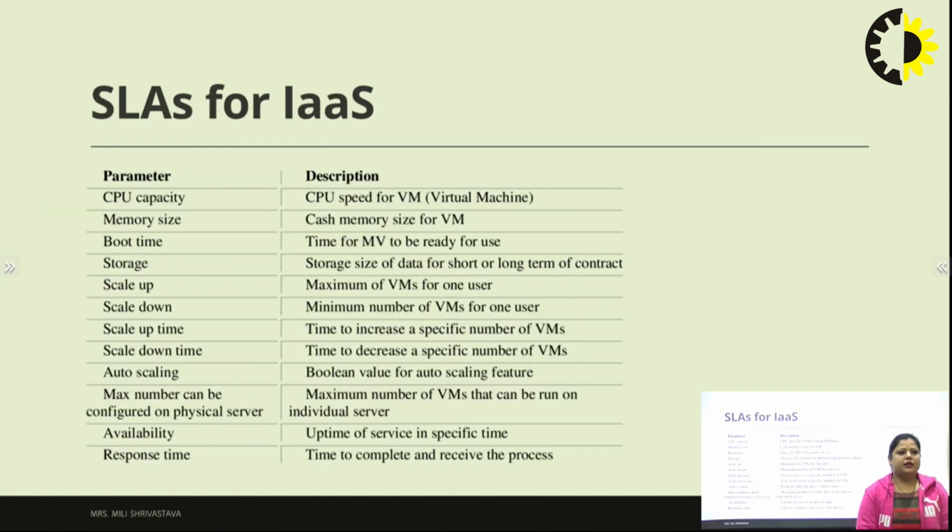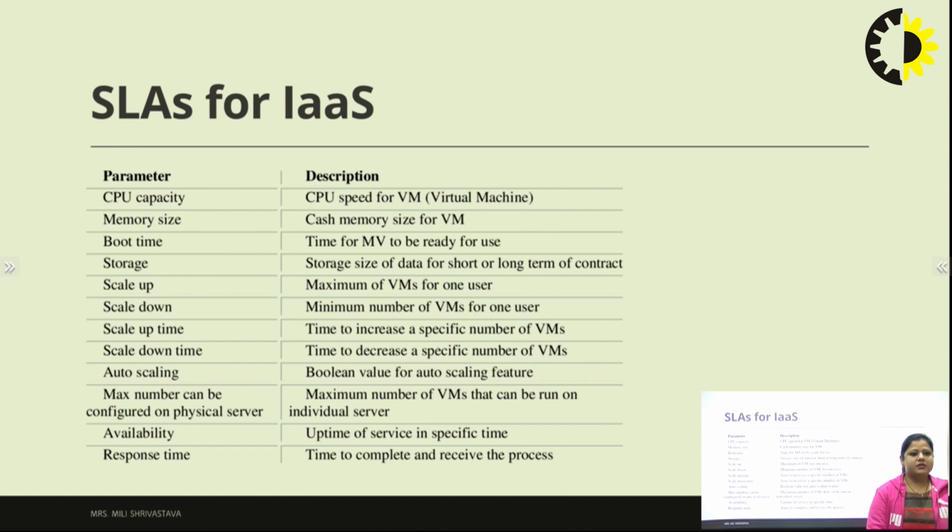So basically, there are some parameters along with their descriptions. CPU capacity. What is CPU capacity? How much CPU the virtual machines use, that is CPU speed. What is the CPU speed? How they can run multiple programs at a time. This is CPU capacity, CPU speed for a virtual machine. Next is memory size, cache memory size for a virtual machine. Boot time, it is also required to be very less, in MB, to be ready for use.